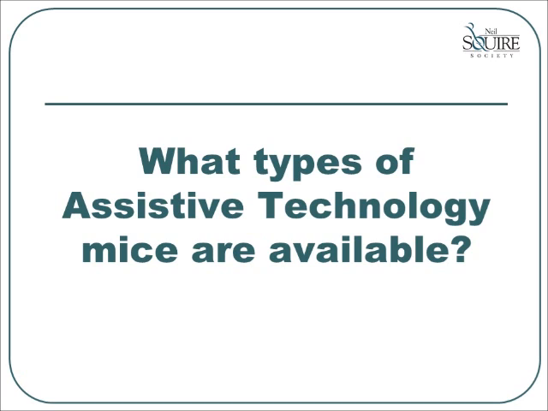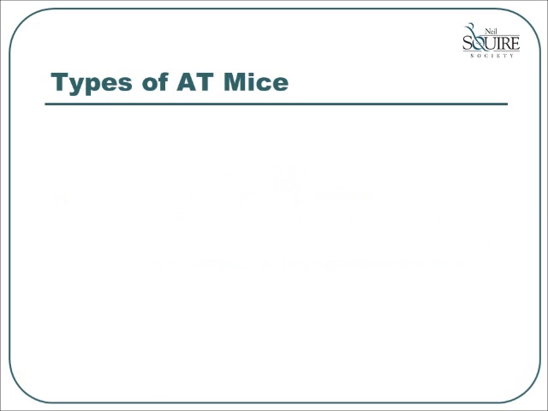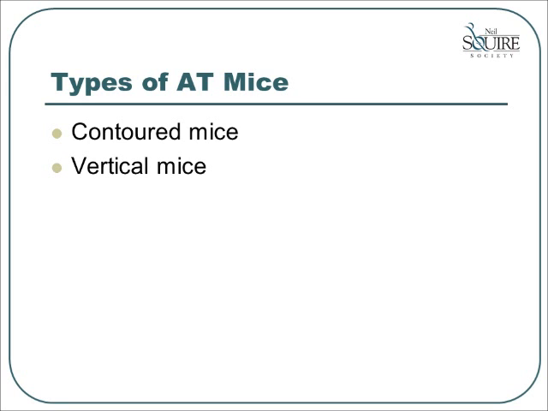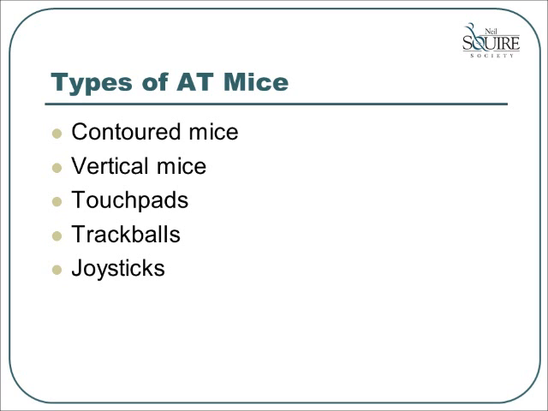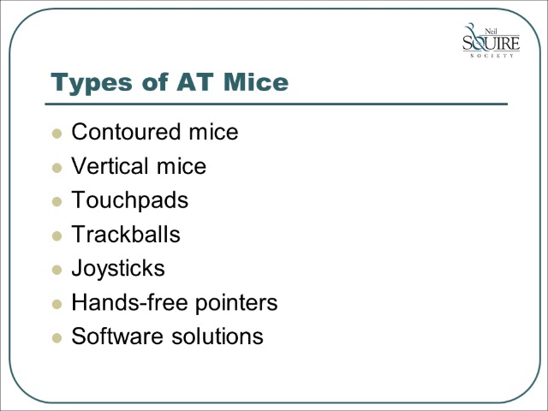Now let's take a look at what types of assistive technology mice are available. I have organized the various types of assistive technology mice into the following categories: contoured mice, vertical mice, touchpads, trackballs, joysticks, hands-free pointers, and finally software solutions.